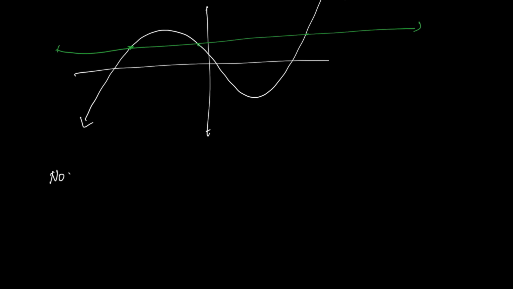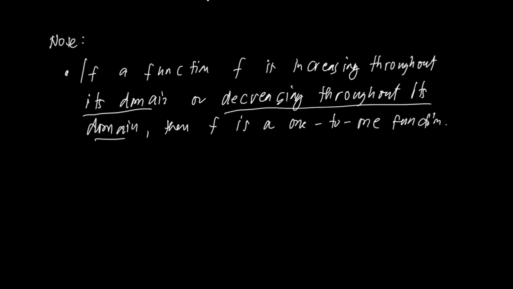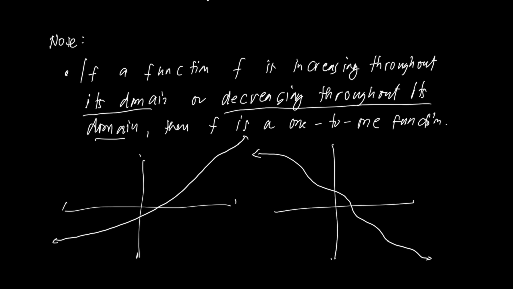Let's have another note here. If a function f is increasing throughout its domain or decreasing throughout its domain, then f is a 1-to-1 function. So if we have, say, something like this, it is increasing throughout its domain, then that f is 1-to-1. Now, if we also have something like this, it is decreasing throughout its domain, then that function is also 1-to-1.